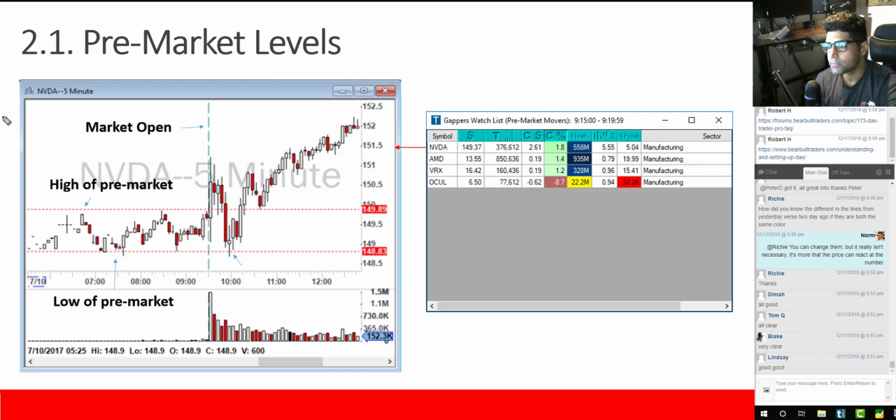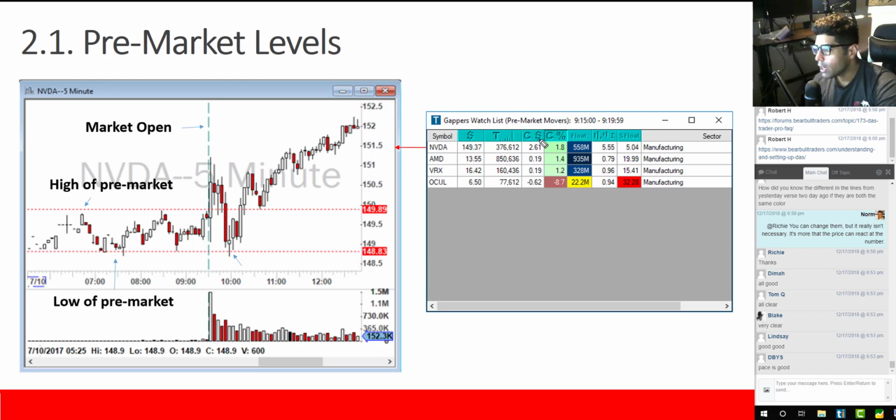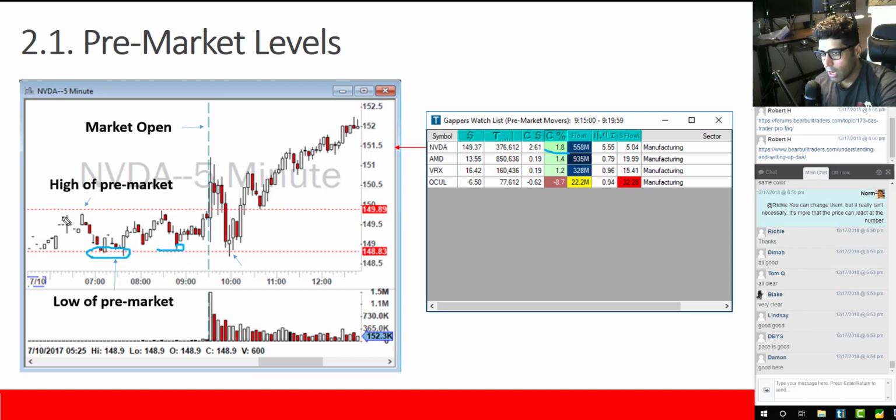So, pre-market levels. You have NVIDIA gapping up 2% on your chart. And look at the pre-market. You see the stock has a low of the pre-market, and the high of the pre-market is around here. Then when the market opens, the low of the pre-market is holding as a potential support, and the stock bounces back, goes up, pulls back, tests the high of the pre-market as a potential support, and then eventually moves higher.